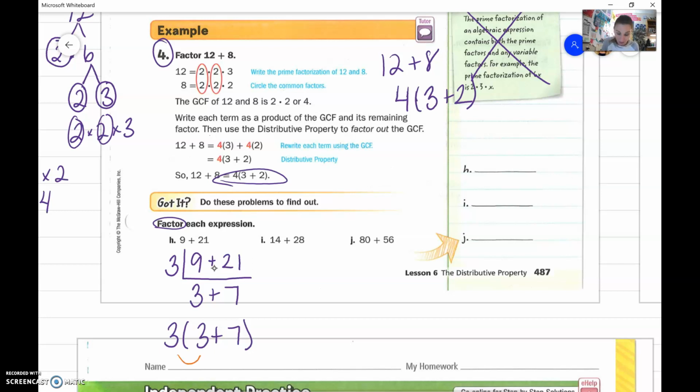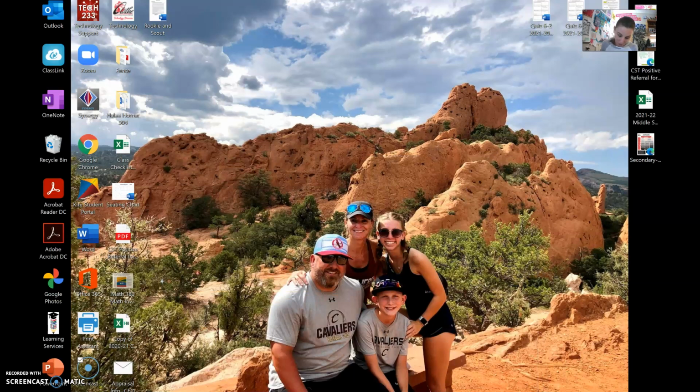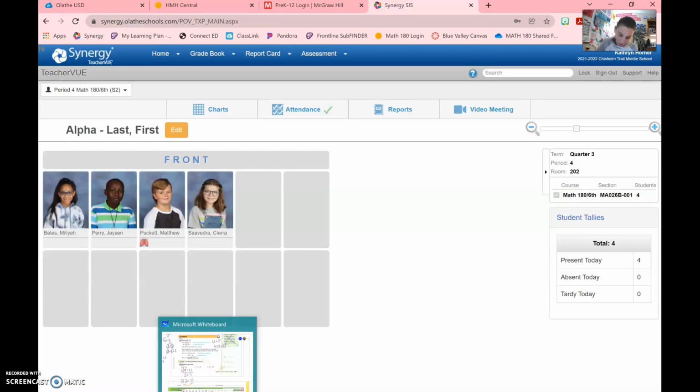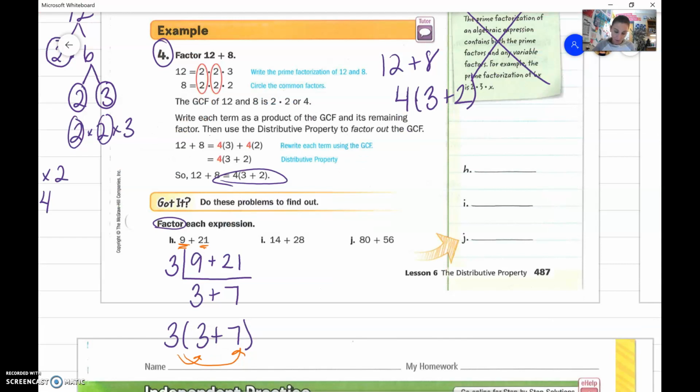I'm just checking. 3 times 3 is 9, and then 3 times 7 is 21, which means we did it correctly. Okay, let's move on to the next one.